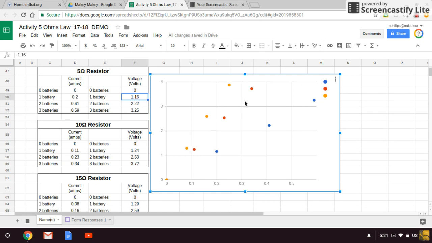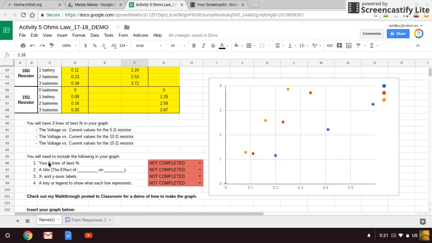And the red should be the 10 ohm resistor line. So the first data point aside from 0, 0 should be 0.11, 1.24, and there it is. And so on. And the yellow should be the 15 ohm resistor. We expect our first data point to be 0.08, 1.29 after 0, 0. And there it is, 0.08, 1.29. 0.16, 2.59 is the next one. Make sure we have our 3 lines of best fit. I wouldn't say they're best fit right yet because they're just data points.